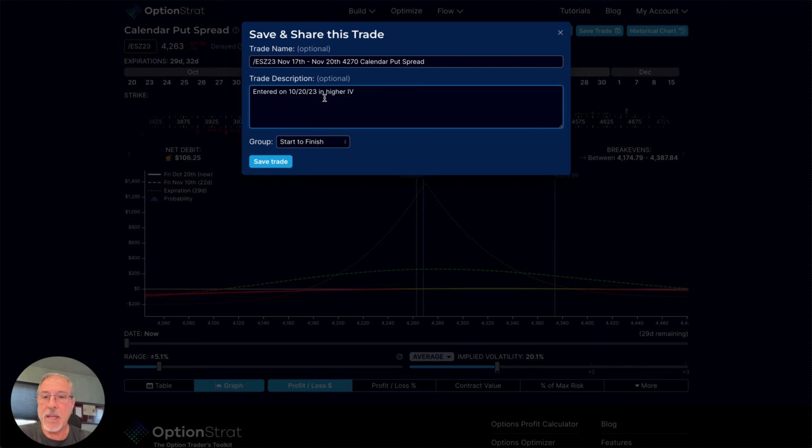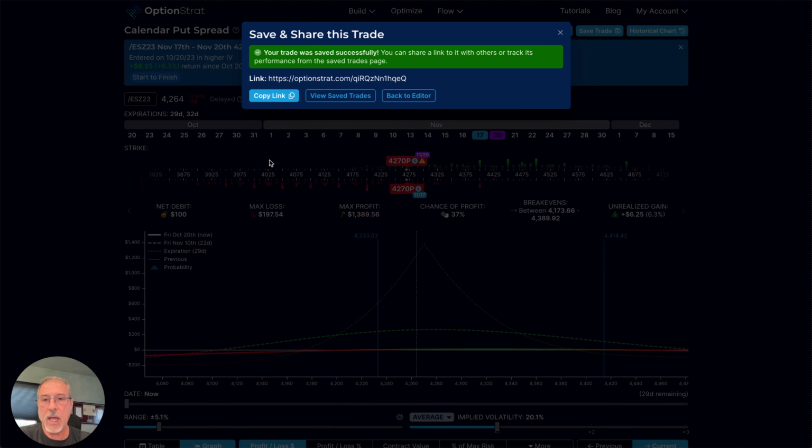So if I want to come in and add to this trade, I can. I may need to add another tent if the market moves up or down on me, or possibly turn this calendar maybe into a diagonal possibly. So I'm just going to go ahead, hit the save button.